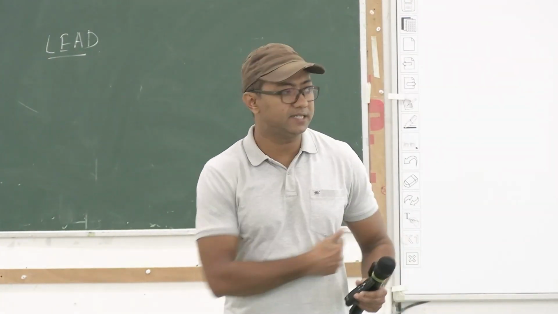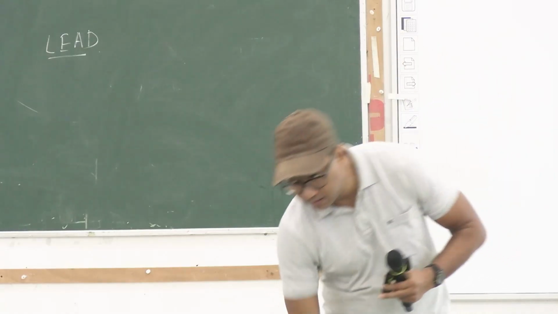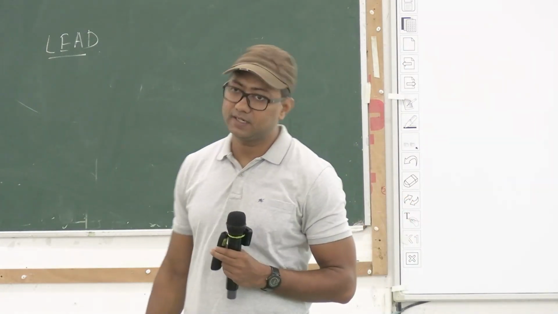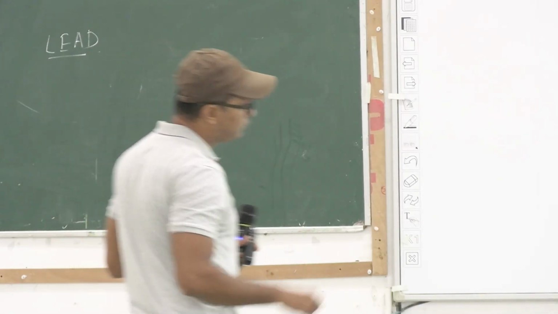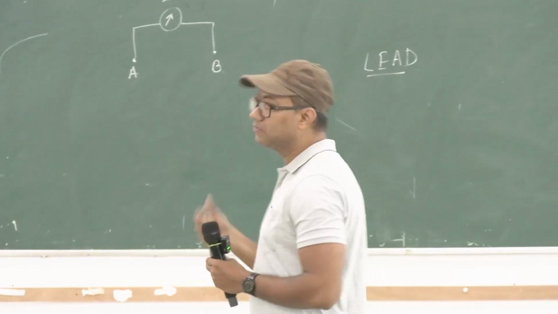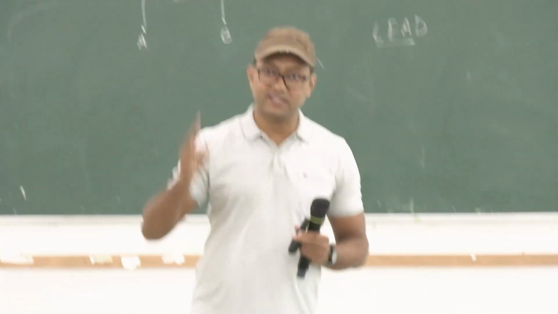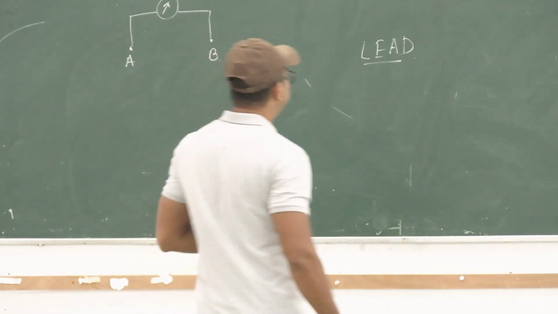So 6 chest leads we connect here, and the limb leads we connect here, here, and left foot. Right? So these are leads. Now you need to know what is lead 1, what is lead 2, what is lead 3, what is lead AVR, AVF, AVL, and V1 to V6. So there are 6 limb leads and 6 chest leads.